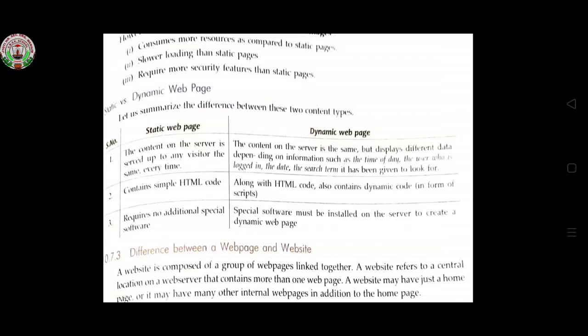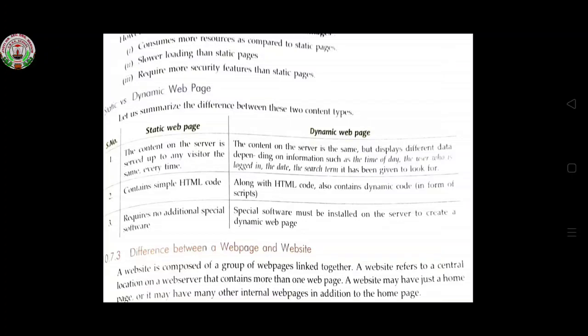Now, a static web page contains simple HTML code. We had learned in class 10 what HTML code is. A dynamic web page, along with HTML code, also contains dynamic code in the form of scripts. If you want to see this scripting language, when you open your browser, right click and check the source code, you will be able to see some code, meaning not all the code.